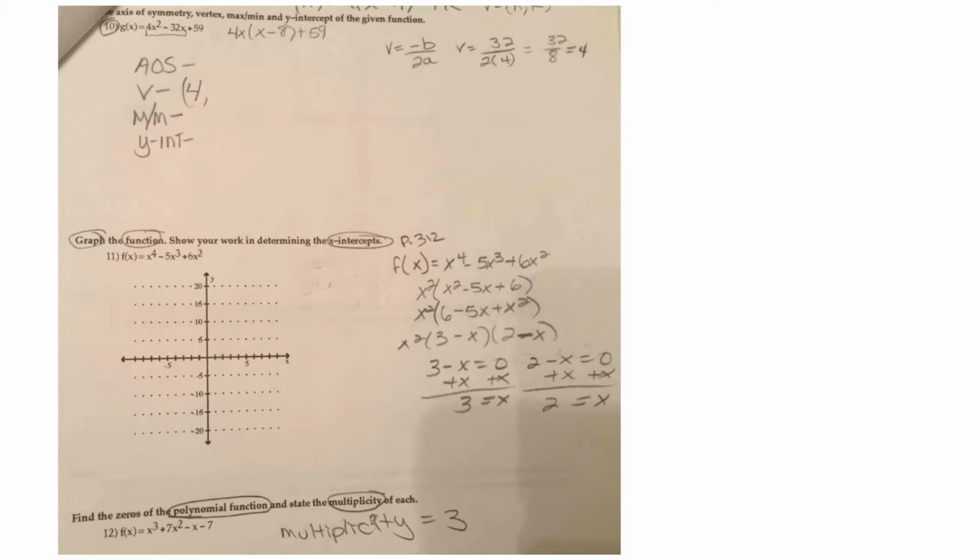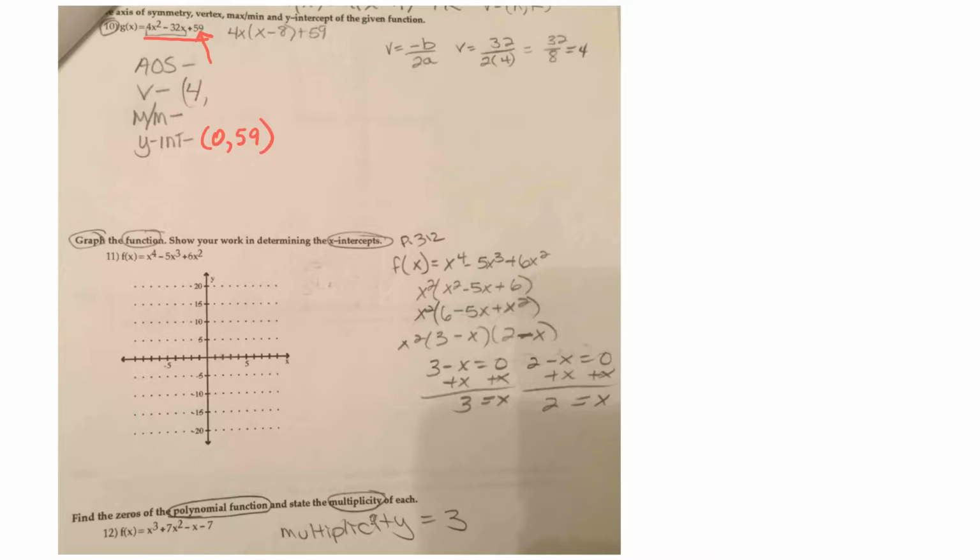Okay, here's some good work on these polynomial functions. First question, find axis of symmetry, vertex, max, min, y-intercept. When you look at these functions, if it's written in the ax squared plus bx plus c form, the last term, so positive 59, would be your y-intercept. So your y-intercept is (0, 59).